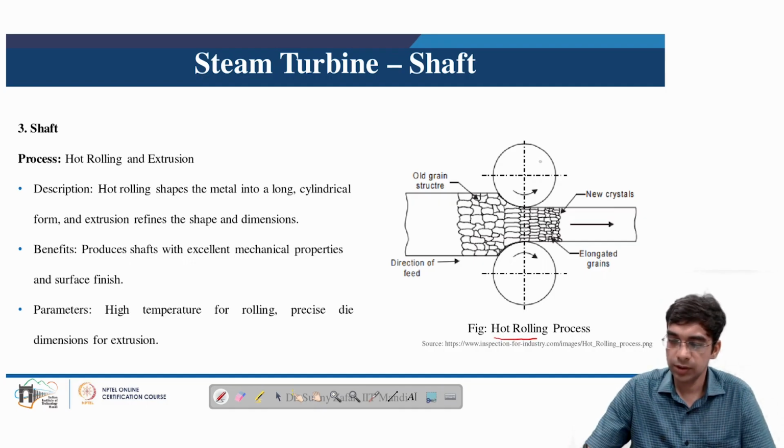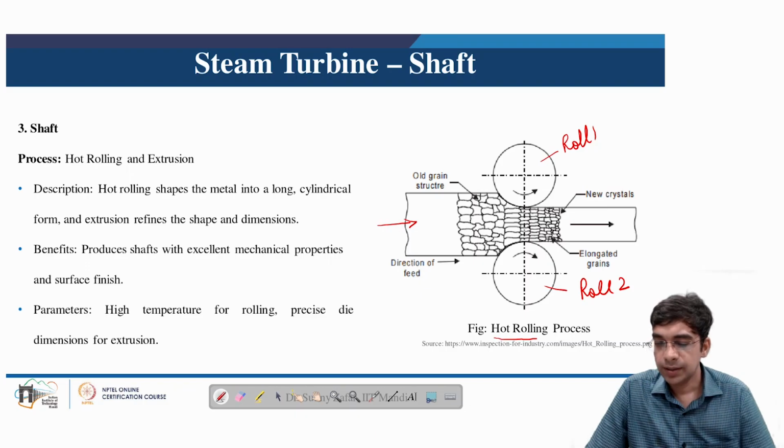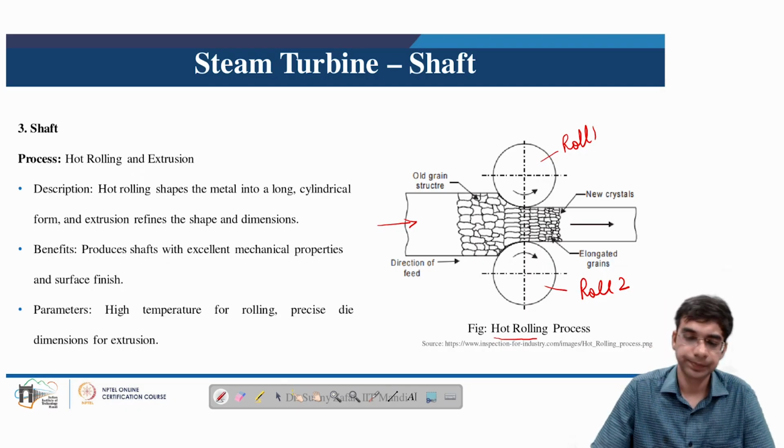These are the two rolls here, roll 1 and roll 2, through which the material is passing, and we can see that as the rolls compress the material, the grain structure gets refined, as the old grain structure breaks into the formation of new and elongated grains, especially along the direction of rolling.